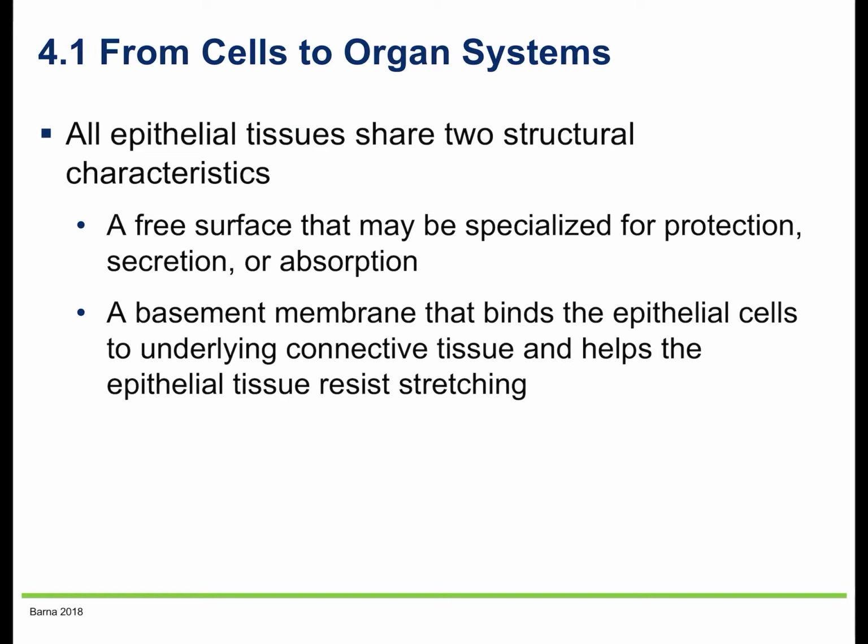All right, so the first one we're going to talk about is epithelial tissue. And epithelial tissue contains a free surface. This is going to be exposed to the outside environment. Even if it's lining our respiratory tract or our GI tract, it is exposed to the environment. It's going to have cells that are going to be there for protection, secretion, or absorption.